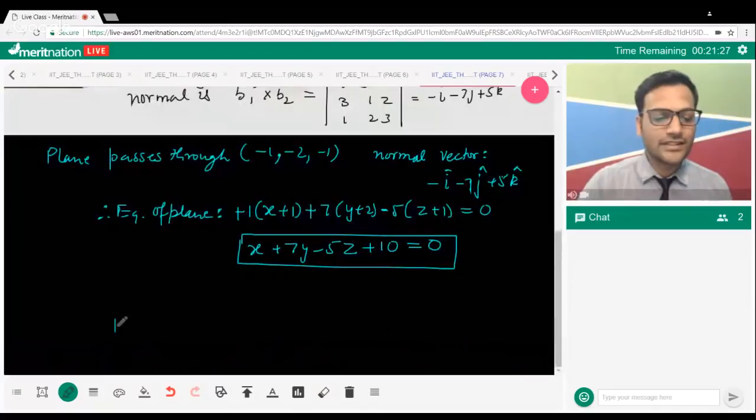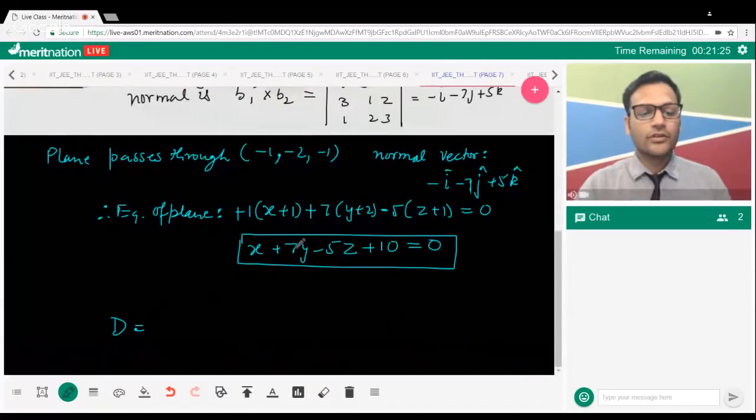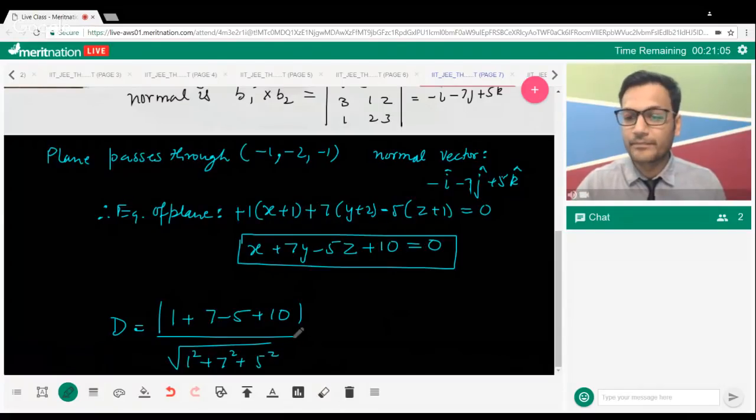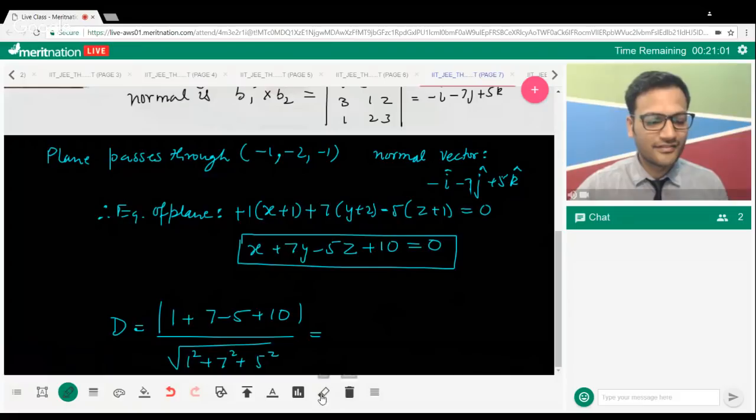So by applying the distance formula, I hope you know, we place the point in the equation, 1 comma 1 comma 1, and we divide it by the square root of the squares of these coefficients. So let's say mod of 1 plus 7 minus 5 plus 10 divided by 1 square plus 7 square plus minus 5 square, which is 5 square only. We have already done that, Pranav. Have a look at all the previous sessions as well.